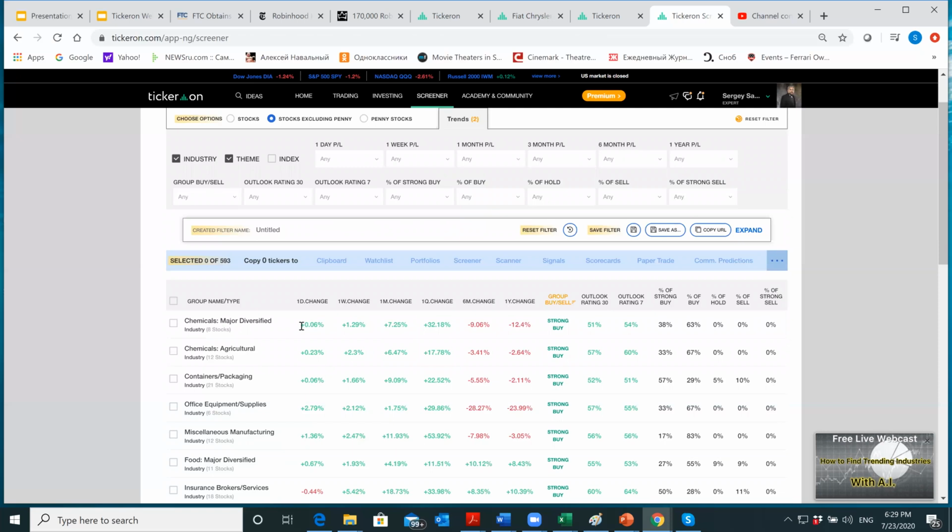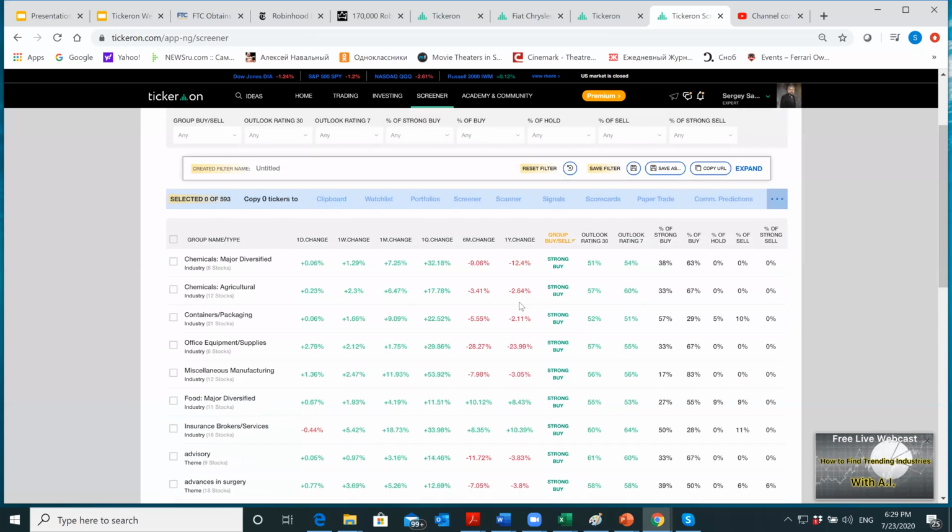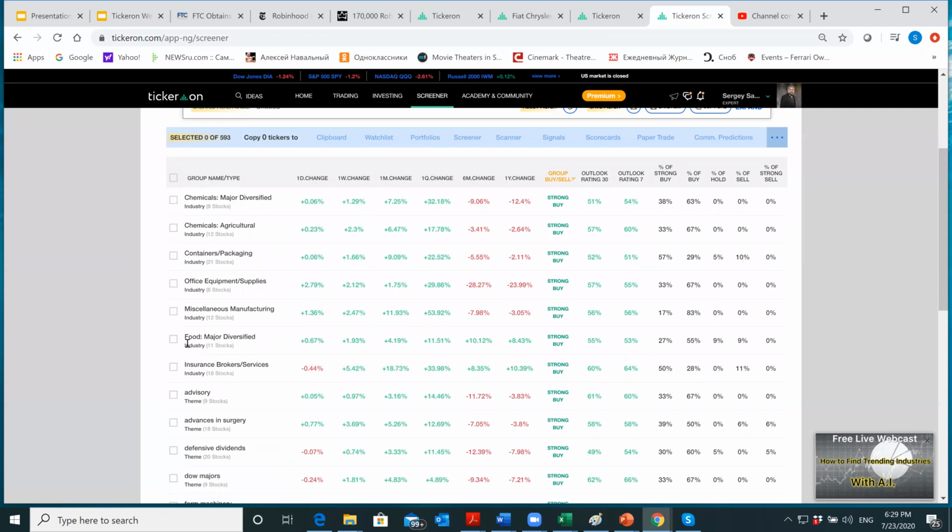First of all, you see the growth of every single industry or theme right here for 1 day, 1 week, month, quarter, 6 months, and 1 year. Okay, so what strikes here? Let's say, boom, food, major diversified, 11 stocks. You see, if you would have invested, then you would have never lost in pretty much any of these intervals. Wow, isn't it amazing? And it is a strong buy. This is the outlook for 30 and 7 days analysis.